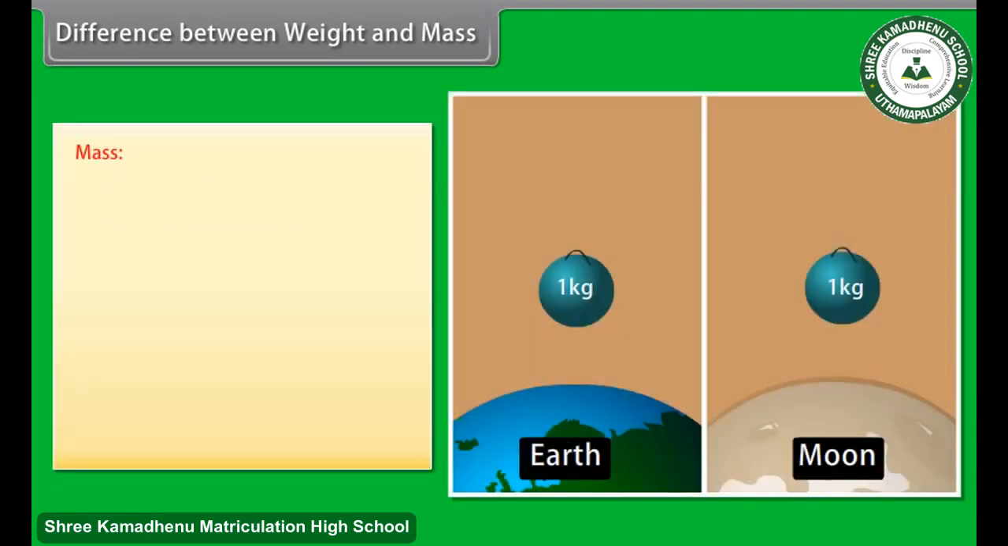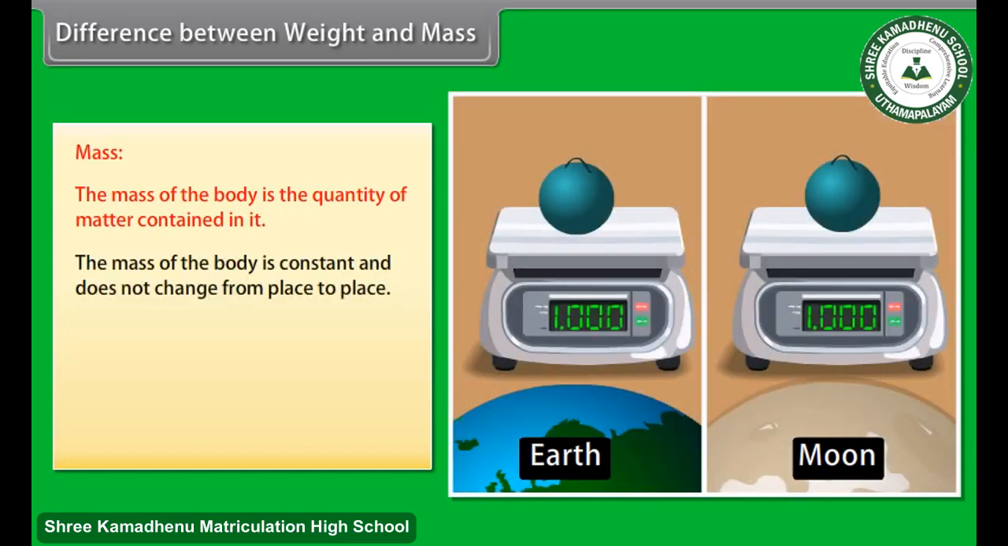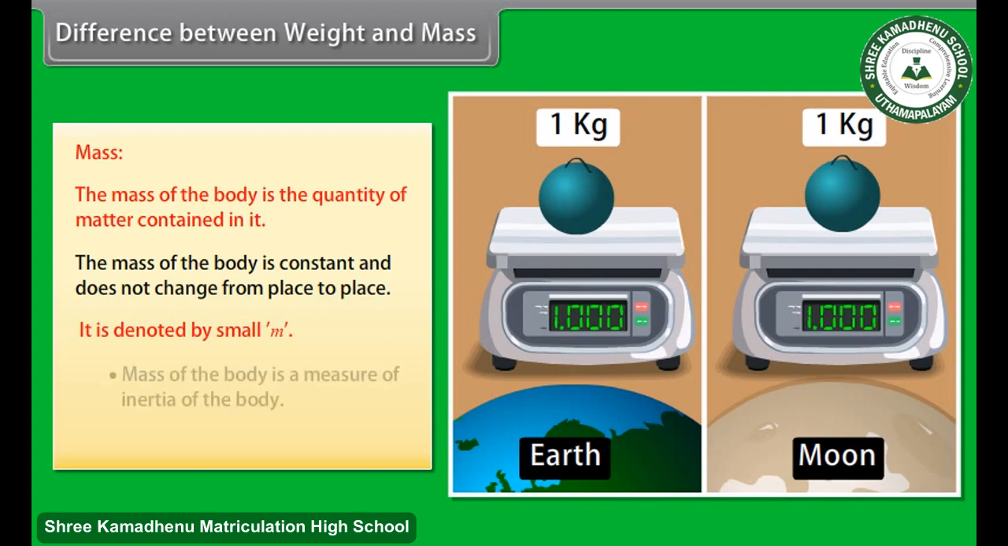Mass. The mass of the body is the quantity of matter contained in it. The mass of the body is constant and does not change from place to place. It is denoted by small m. Mass of the body is a measure of inertia of the body. Mass cannot be zero.